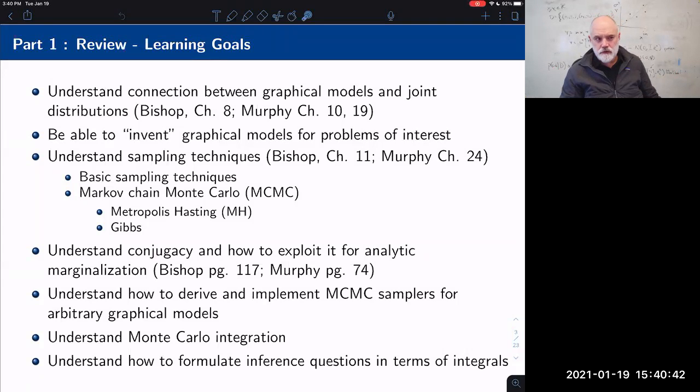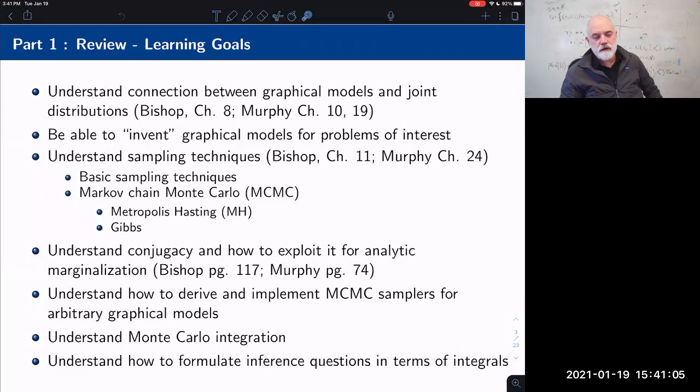We won't talk too much about conjugacy. I'll explain what it is and talk about it a little bit, in the next lecture or two lectures from now. But you should be aware of it and understand how to exploit it for analytic marginalization, which is something that we'll want to do at various points, or you might want to do for a project even in the probabilistic programming context.